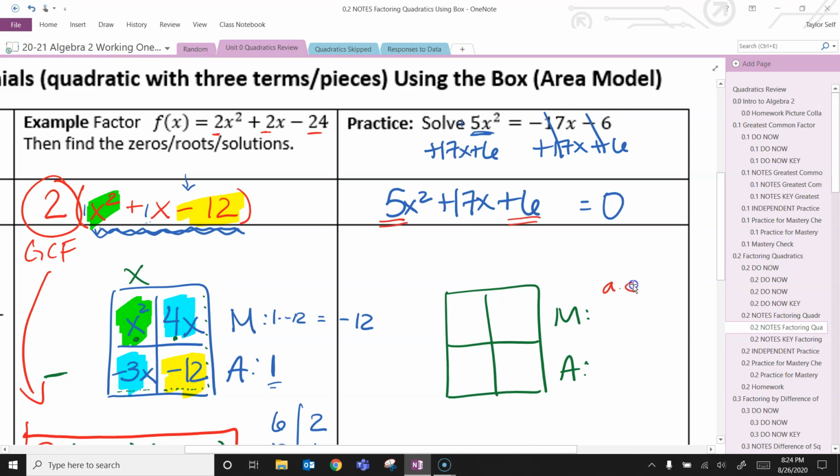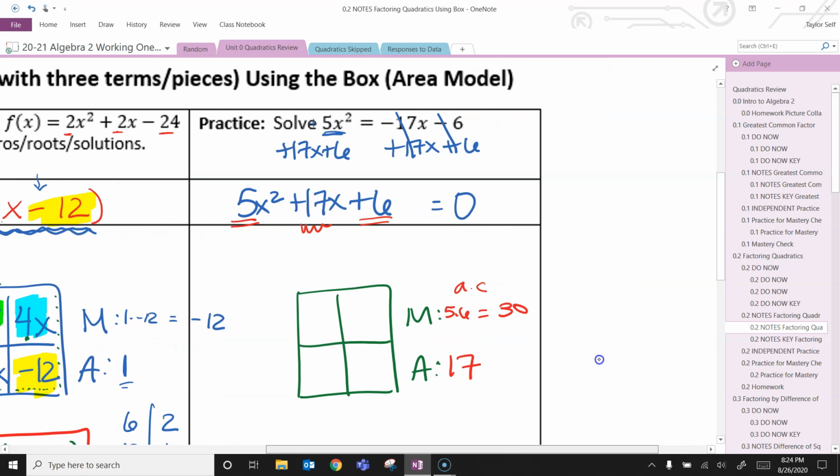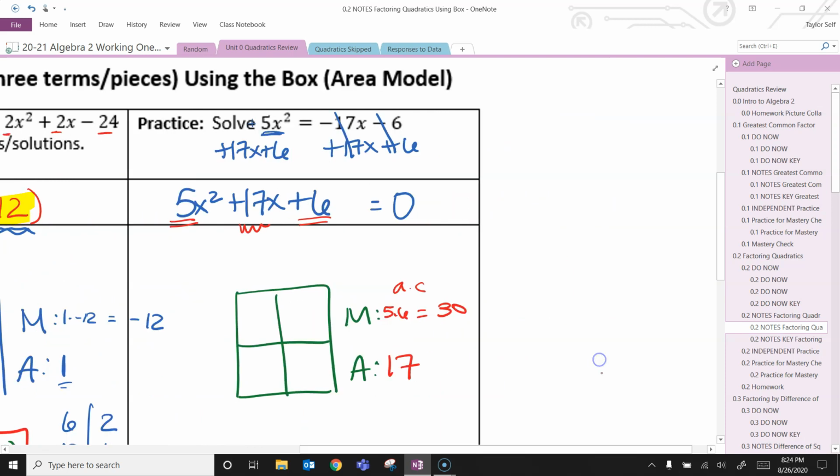So what's 5 times 6? 5 times 6 is 30. We need to multiply to 30, and then we need to add to B, which is positive 17. Add to 17. These numbers are hard. Multiply to 30, add to 17. I'm going to make my table. What multiplies to 30? 10 and 3? Can those add up to 17? Nah. What else multiplies to 30? 6 and 5. Can those add up to 17? No.